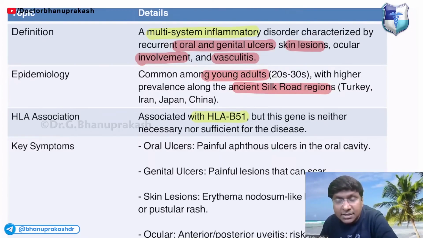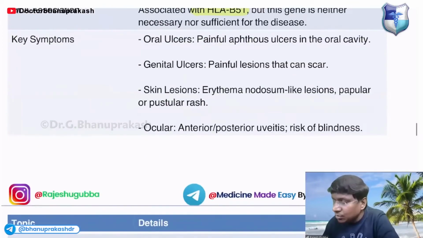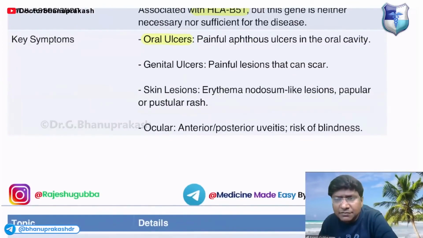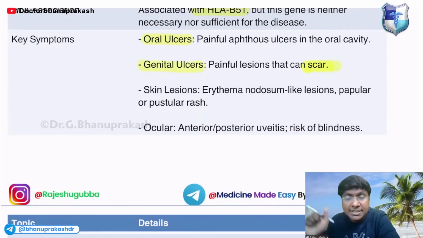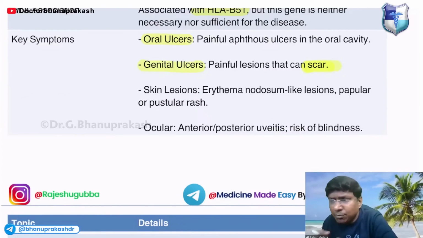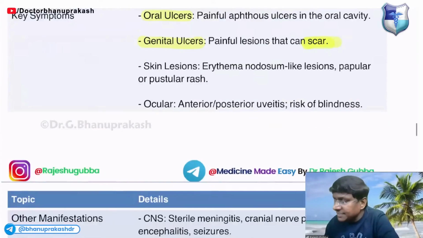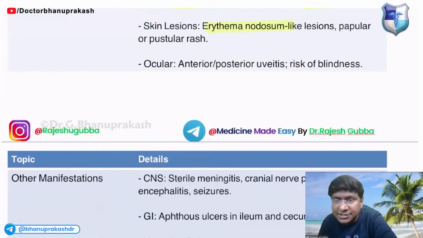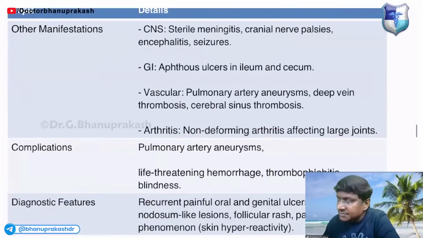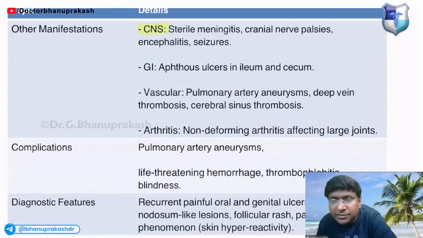And what are the manifestations? The key symptoms are oral ulcers, which are very painful. Aphthous ulcers in the oral cavity. Genital ulcers, they scar. Oral ulcers, there is no scar formation. Genital ulcers, there is scar formation. And both of them are very painful. Skin manifestation will be in the form of erythema nodosum-like lesions. Ocular involvement will be in the form of anterior as well as posterior uveitis. And it is a multi-system involvement, right? CNS involvement can be there in the form of sterile meningitis and cranial nerve palsy.